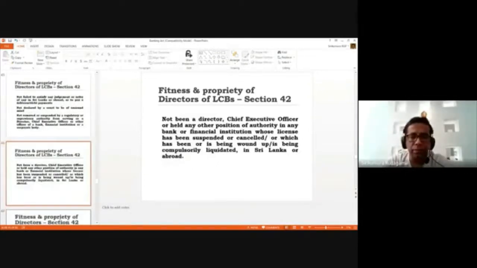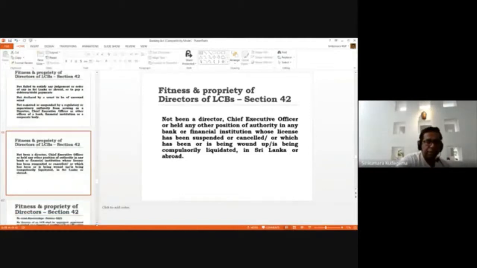Then this one, if someone is a director, CEO, or held any position or authority in a financial institution or a bank whose license has been suspended or cancelled, or which has been or is being wound up, compulsorily liquidated in Sri Lanka or abroad. Now look at this position. What it says is, if you have been in a financial institution whose license has been suspended or cancelled, or which is subject to being liquidated, then you are not a fit and proper person, right? What does that mean?